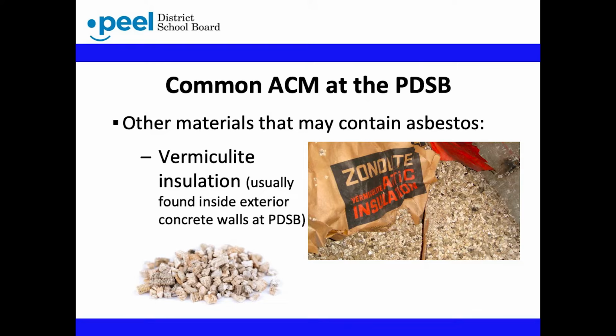Vermiculite insulation was sold in the U.S. and Canada from approximately the 1920s to 1990 as Zonolite and possibly other brands. Asbestos is not intrinsic to vermiculite. However, a major source of vermiculite sold in Canada was from Libby, Montana, where there was a very large deposit of asbestiform minerals in the vermiculite mine. For this reason, approach vermiculite insulation found inside walls at schools that were built before 1990 with caution.